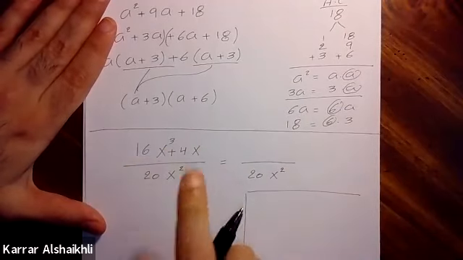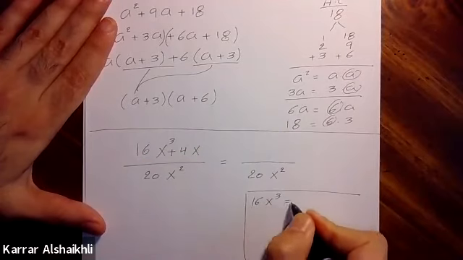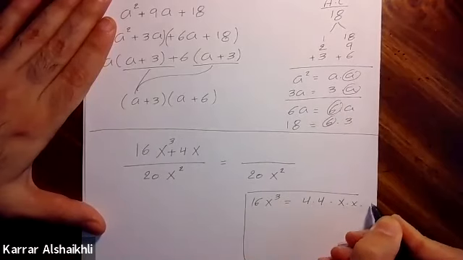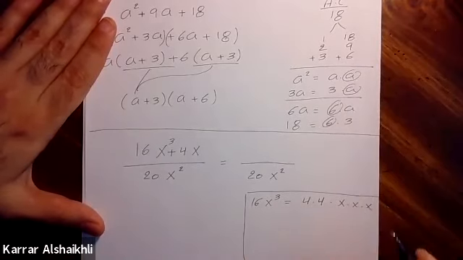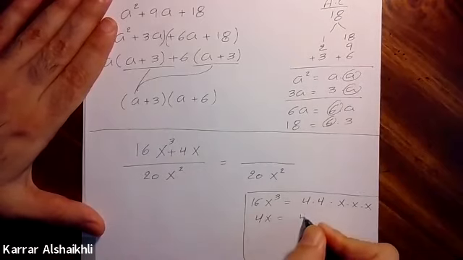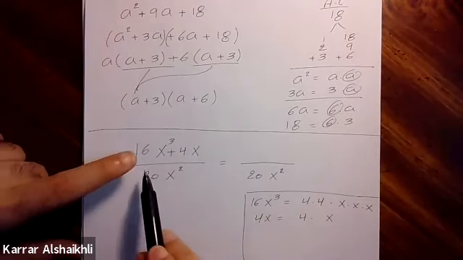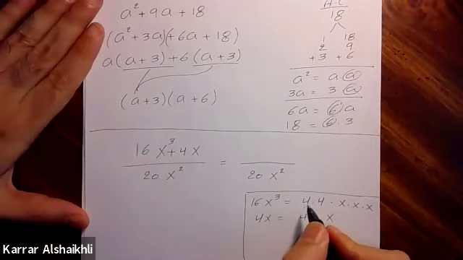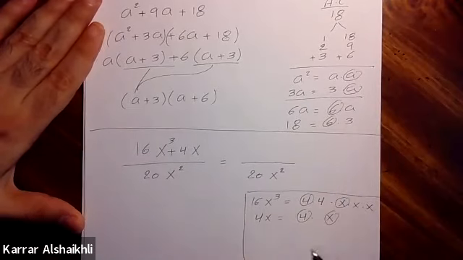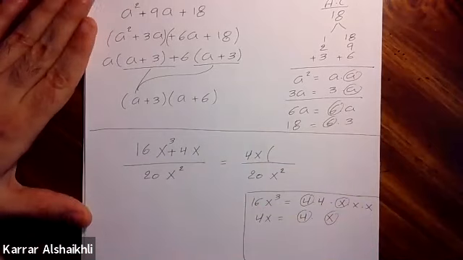What's the common between 16x cubed, which is 4 times 4, 1x, 2x, 3x's, and 4x, which is 4 times x? So the common between this term and the 4x, the numbers is 4 and 1x is from each side. So it's going to be 4x. This is the common. I'm going to open parentheses.